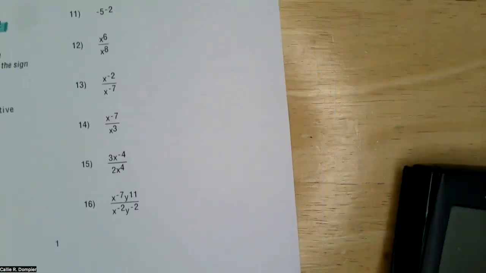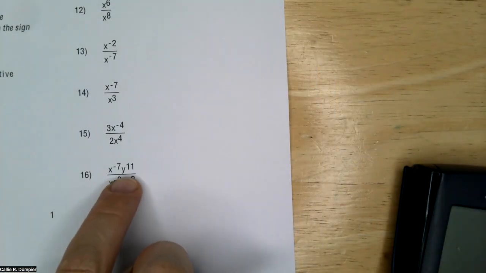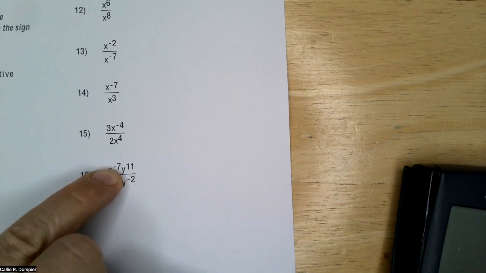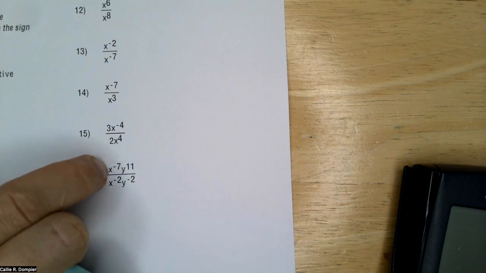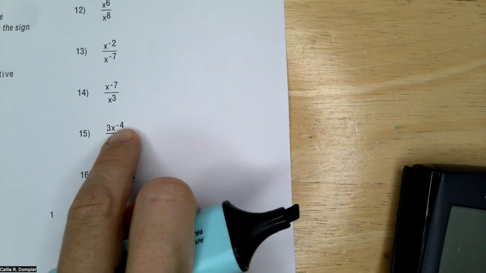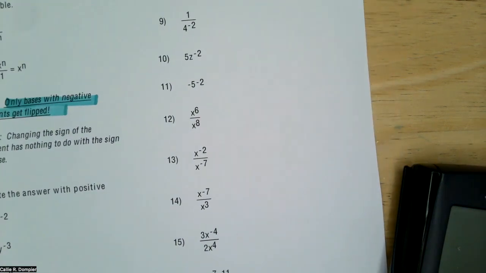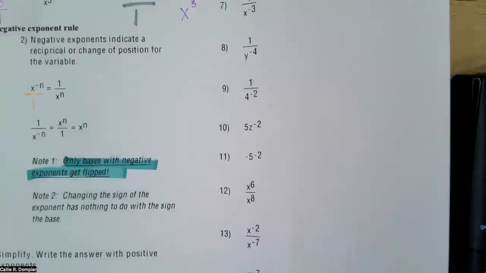Okay? Here we have x to the negative 7th, y to the 11th. Y to the 11th is not moving because that exponent is positive. The negative exponent is only associated with the letter right next to the negative sign. This -4 is not associated with the 3. It's only associated with the x, all right? But that's what we practiced with 5.1, okay?